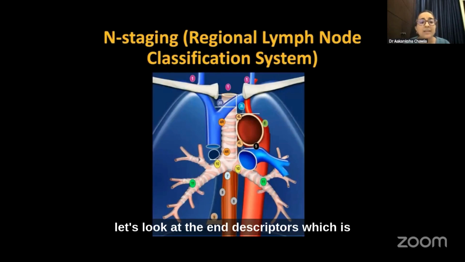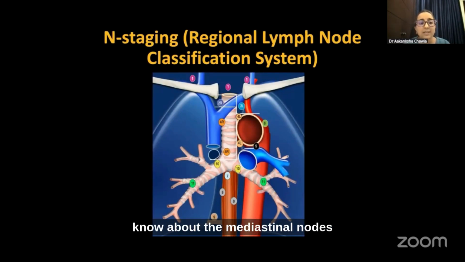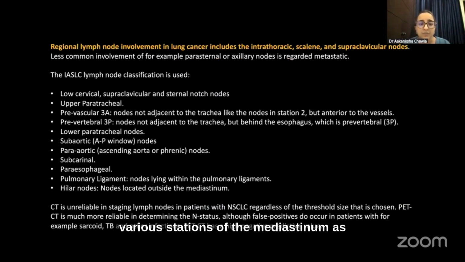Now let's look at the N descriptors, which is the regional lymph node classification system. So you all know about the mediastinal nodes, and the various stations of the mediastinum as well. Regional lymph node involvement in lung cancer includes your intrathoracic, scalene, and supraclavicular nodes.